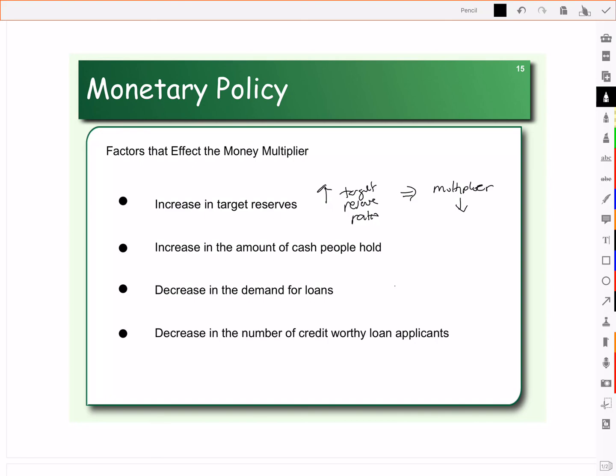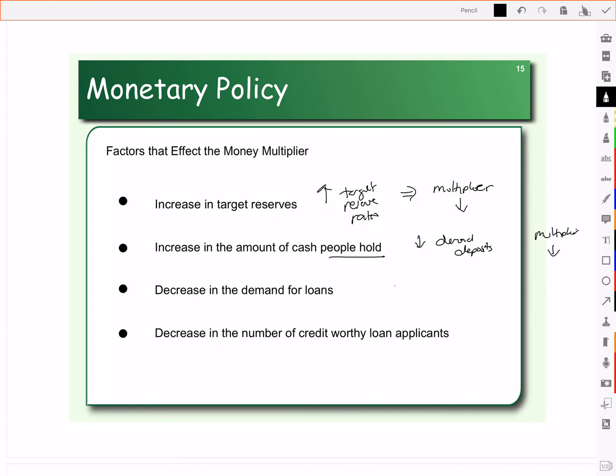Well, what if people just want to hold more cash? If people want to hold more cash, then there is a decrease in the amount of demand deposits. If we're not putting as much money into our checking account, then banks don't have as much money to lend out. And so this will also cause the multiplier, and therefore the money supply, to decrease.